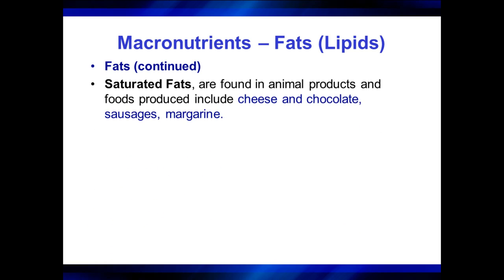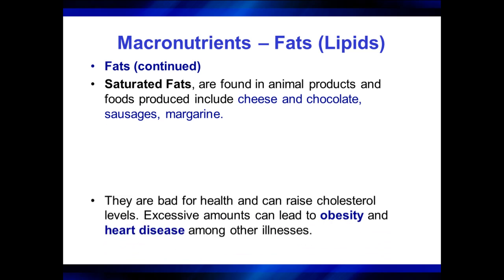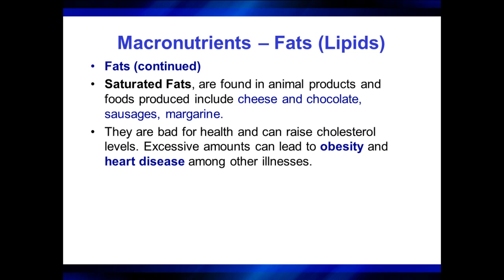So, the saturated fats are found in things, usually animal products, so cheese, chocolate, sausages and margarine, obviously produced from milk. They're exceptionally bad for health, and so they can lead to higher levels of obesity and heart disease. In fact, what we were looking at previously, the LDL cholesterol, is the actual thing that causes the blockage within the arteries.